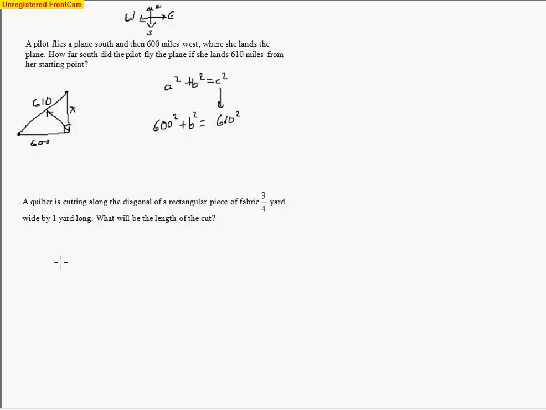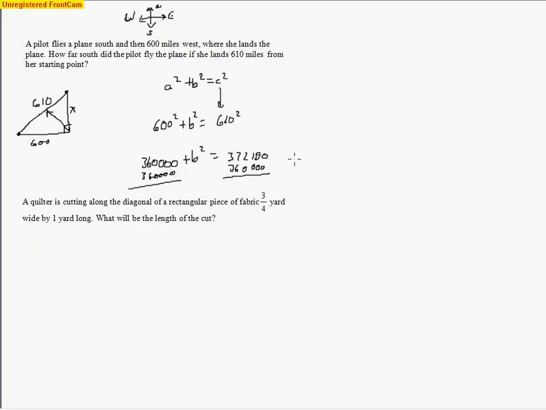So I'm going to go ahead and square those numbers. So 6 squared is 36, and so 600 squared is going to end up being, we've got 1, 2, 3, 4 zeros. And plus b squared equals now 610 squared. So 610 squared gives me 372,100. And so all you're doing is subtracting that 3,600 from both sides. Well, actually 360,000 from both sides.